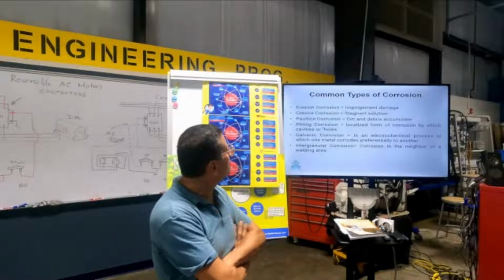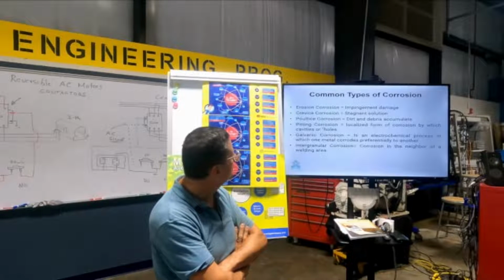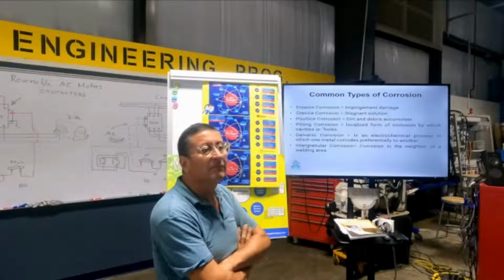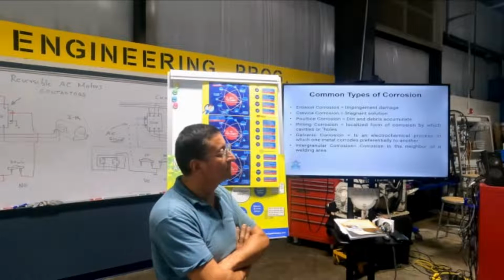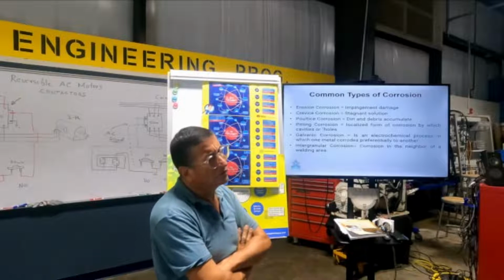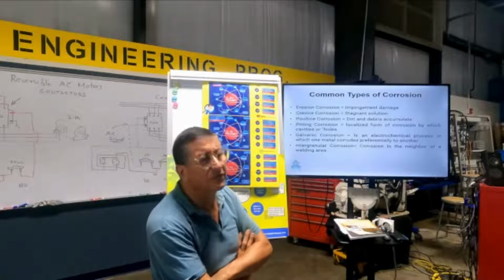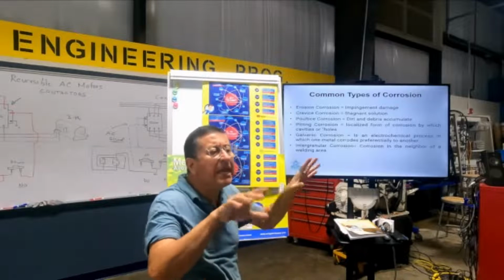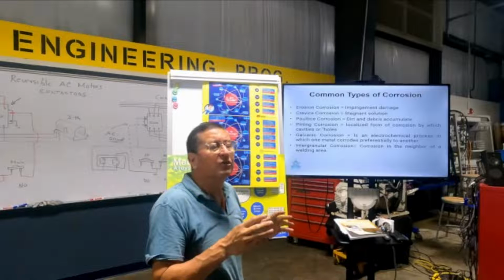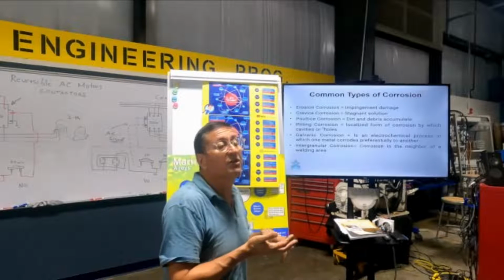This is galvanic corrosion. Pitting corrosion, a localized form of corrosion by which cavities or holes form. Where would you see that? Pitting corrosion. Where would you see that? Of course, what about the magnesium zincs? Rivets. Correct. In general, pitting corrosion, in my opinion, is the consequence of crevice corrosion or poultice corrosion.